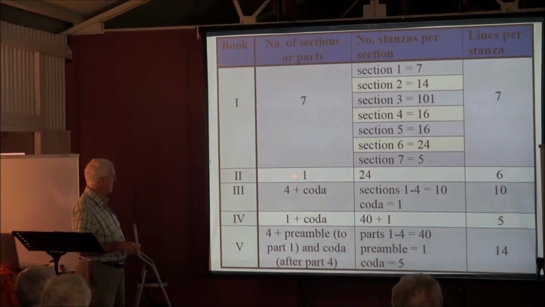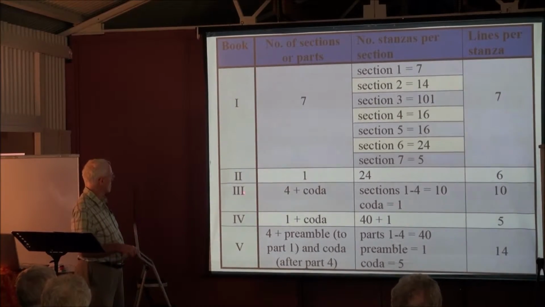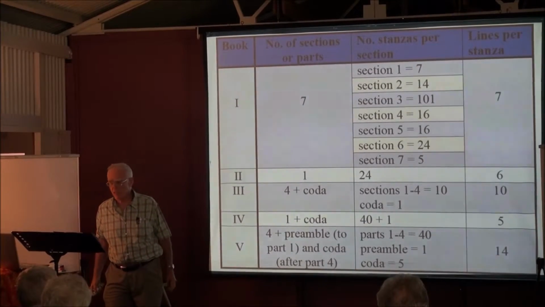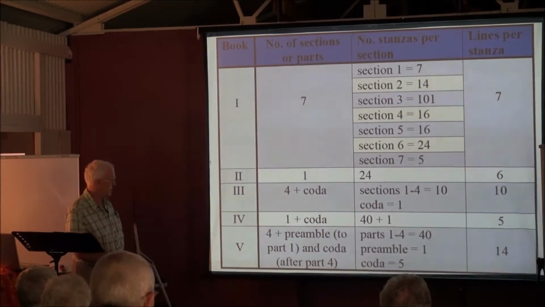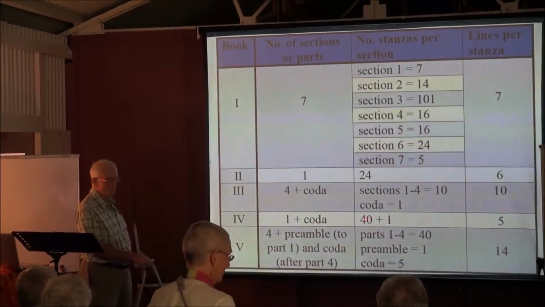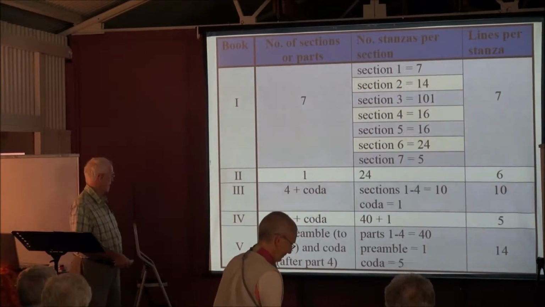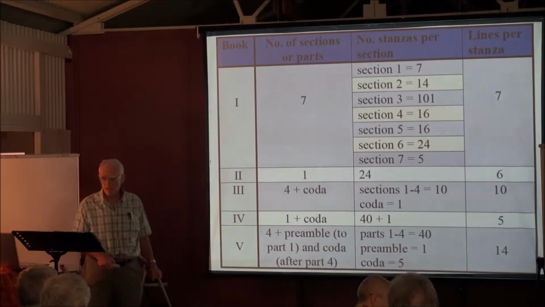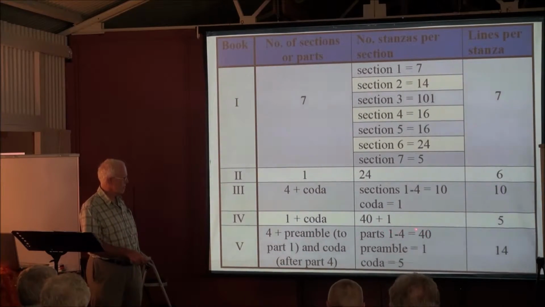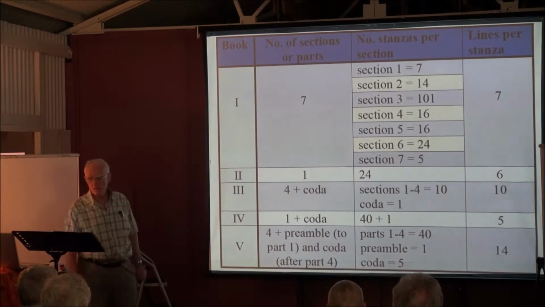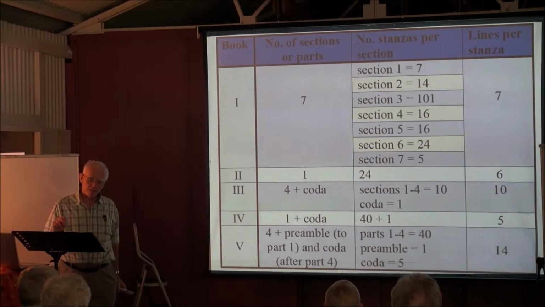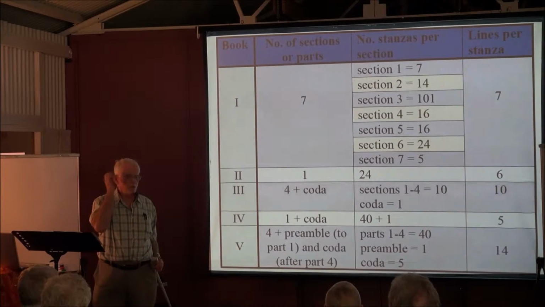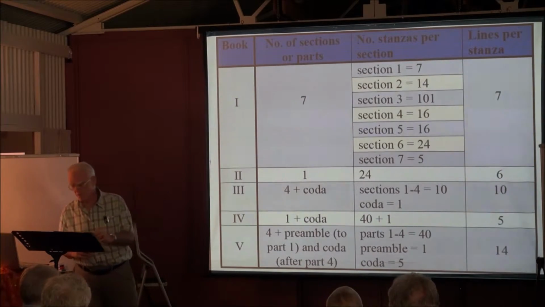24 stanzas in the love song of John Carey. In book 3, each section has 10 stanzas exactly, and then there's the 1 stanza coda. Book 4 has 40 stanzas, and in book 5, each part has 40 stanzas. 40, 40, 40, 40. The coda is 5, and there's a preamble. So what I'm saying is that Francis, it seems to me self-evidently, gave a lot of attention to the formal symmetries in the greater design of the thing.